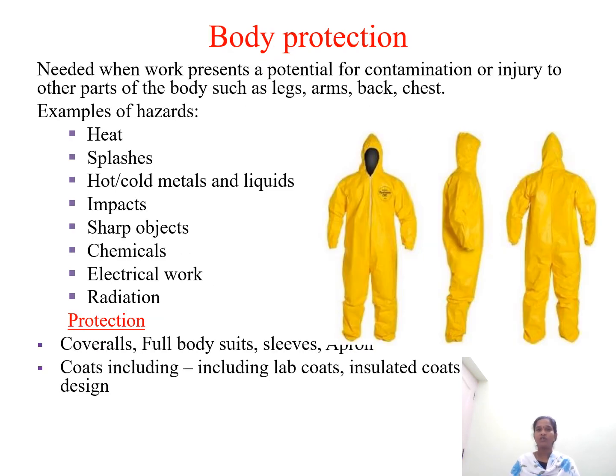Next, body protection. Body protection is very important. It is needed when work represents a potential for contamination or injury to other parts of your body such as legs, arms, back and chest. Examples of hazards include heat, splashes, cold or hot metals and liquids, impact, sharp objects, chemicals, electrical work, radiation. The protective equipment includes coveralls, full body suits, sleeves, aprons, and coats including lab coats, insulated coats, and designed coats.